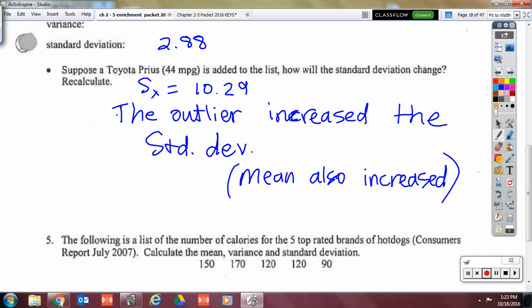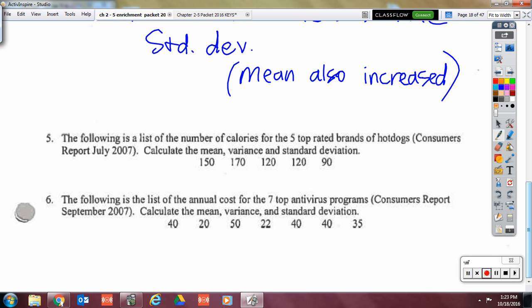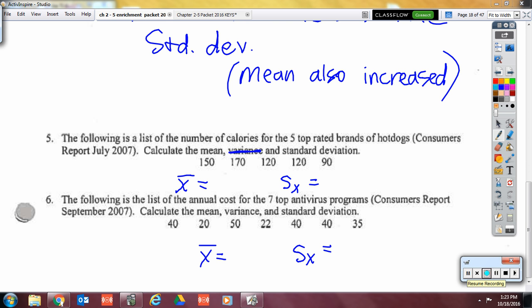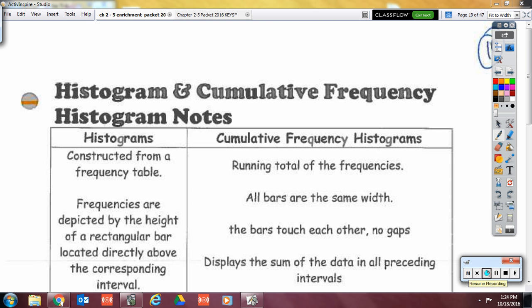Okay. All right. But you're going to be doing number 5 and 6 right now with your calculator. Just write down what the x bar is and what the s of x is. Just get yourself some practice there.